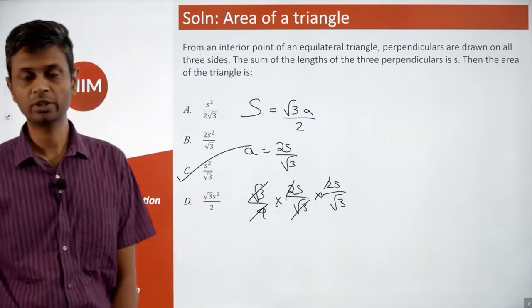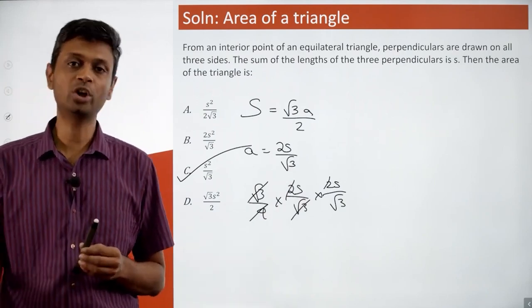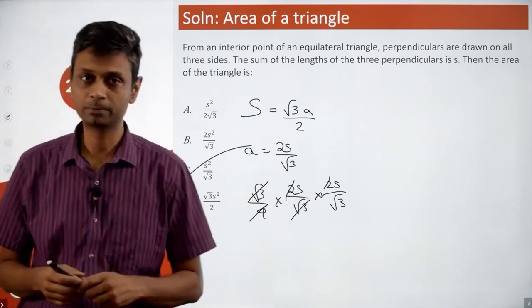Good to go. And the sum of the three altitudes, sum of the three perpendiculars will be equal to the altitude of the equilateral triangle. That's one funda that you should know. After that, we're just plugging in the formula.